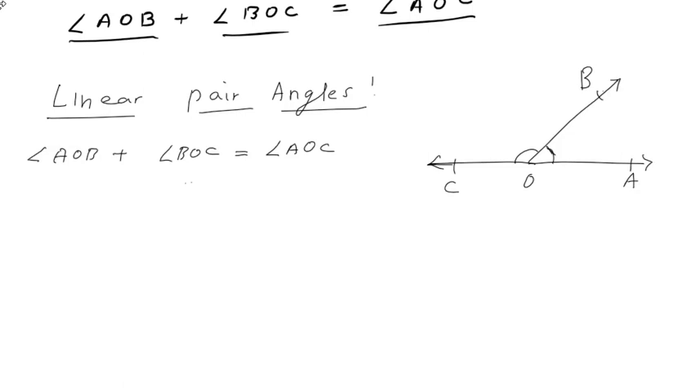This is by the property of adjacent angles which we have learned just now. But this angle AOC, as it is a straight line, we say that this is 180 degrees. We have seen that straight angle, where we are getting a straight line. So angle AOB plus angle BOC is 180 degrees. Therefore these two angles AOB and BOC form a linear pair of angles.